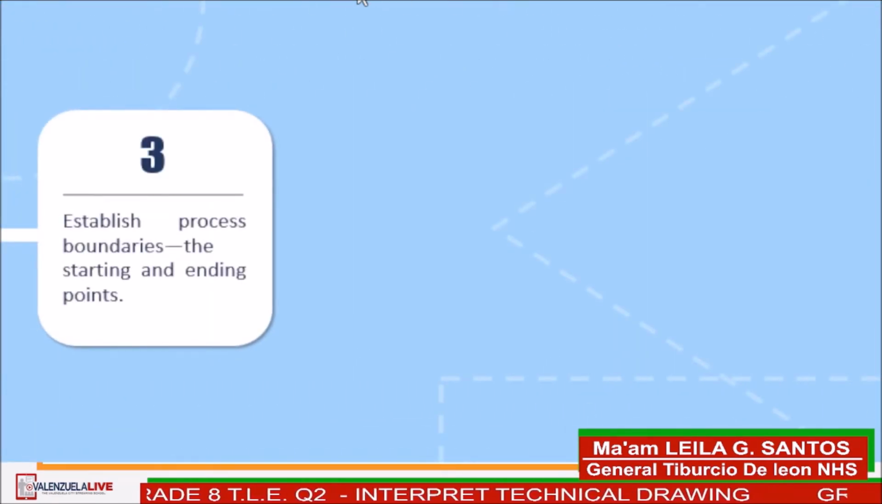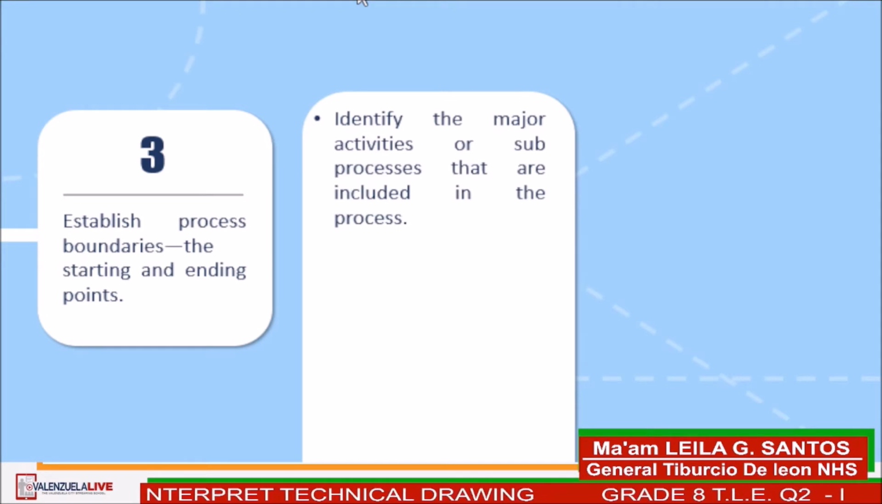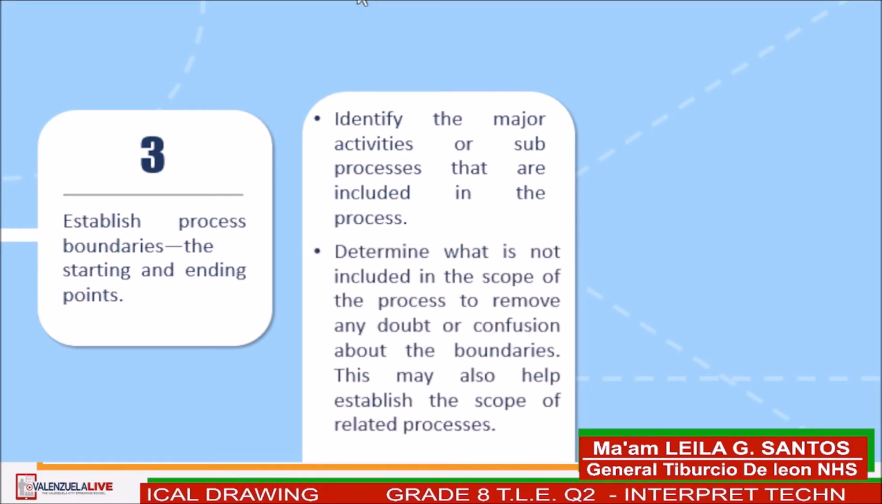Number 3. Establish process boundaries, the starting and ending points. You should identify the major activities or sub-processes that are included in the process. You should determine what is not included in the scope of the process to remove any doubt or confusion about the boundaries. This may also help establish the scope of related processes.